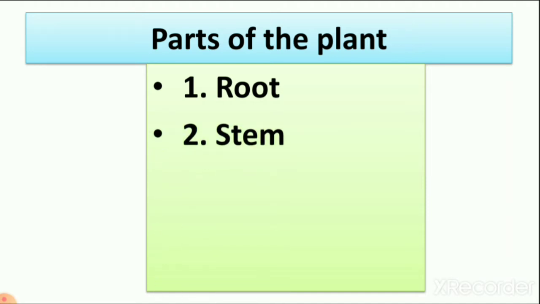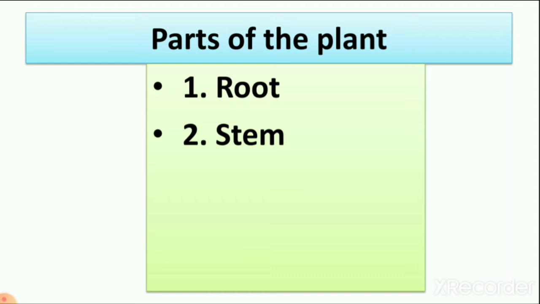Then the second part of the plant is the stem. Stem starts growing after the roots, and it starts growing on the ground. So the first part of the plant which starts growing on the ground and which we can see is the stem. So the stem is a very important part of the plant.